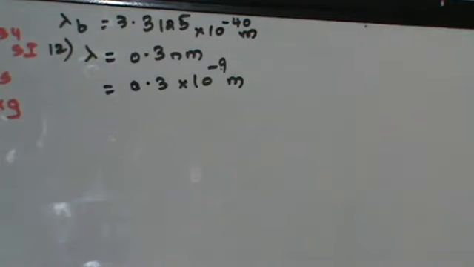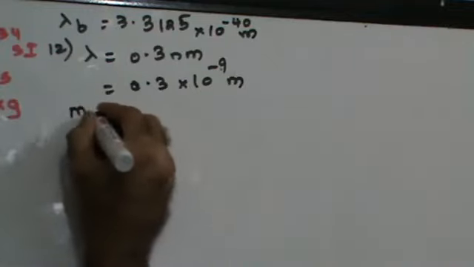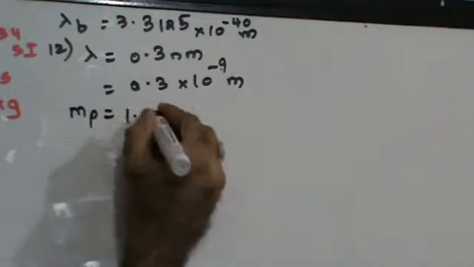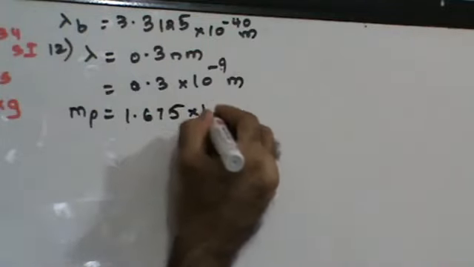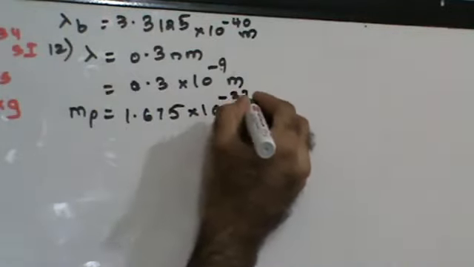If it is, first part of the question, an electron, second part of the question, a proton whose mass is 1.675 into 10 raised to minus 27 kgs.